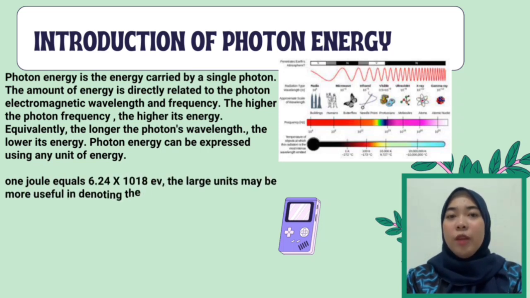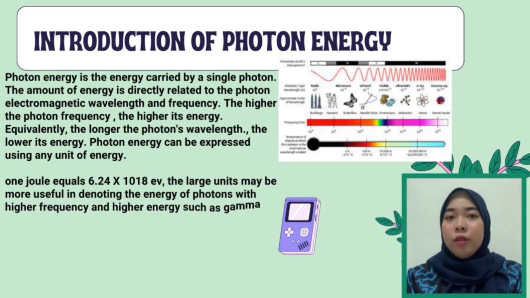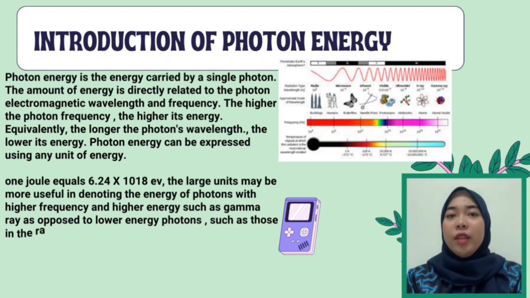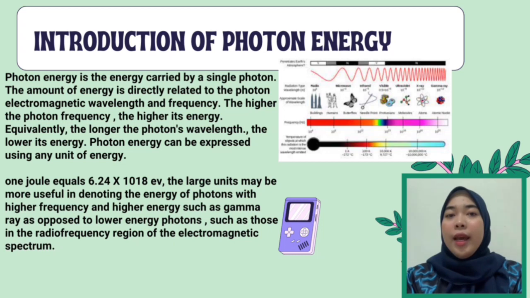1 joule equals 6.24 multiplied by 10^18 electron volts. The larger unit may be more useful in denoting the energy of photons with higher frequency and higher energy, such as gamma rays, as opposed to lower energy photons such as those in the radio frequency region of the electromagnetic spectrum.